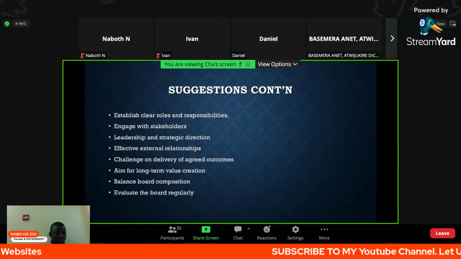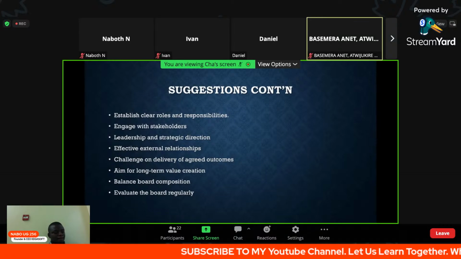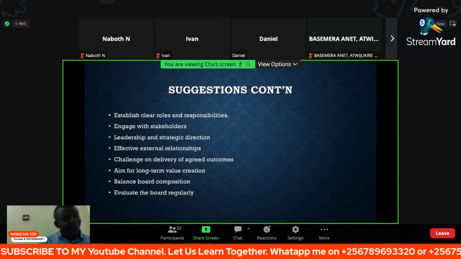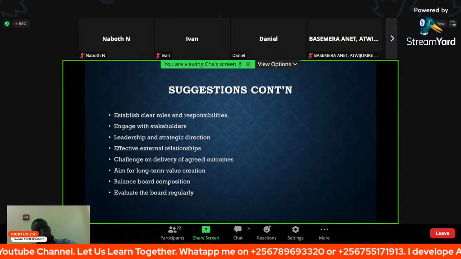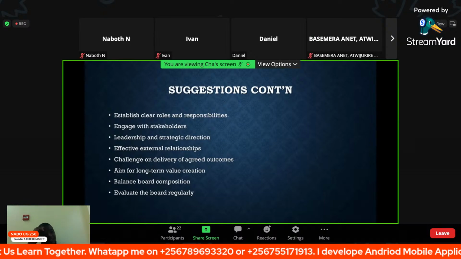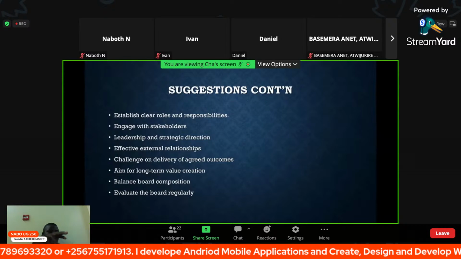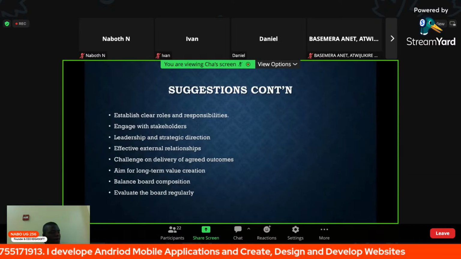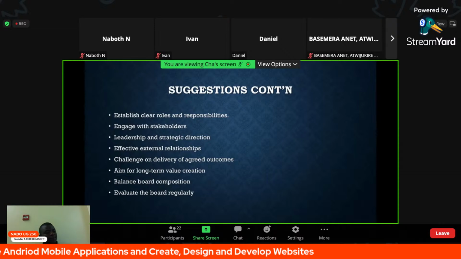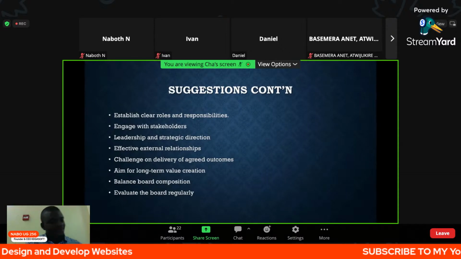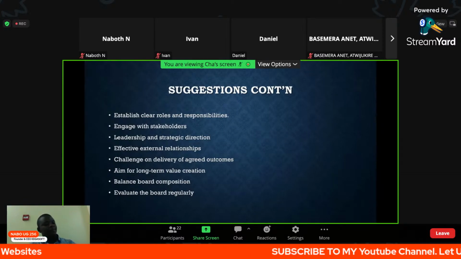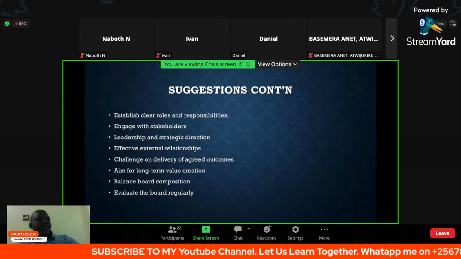Then aim for long-term value creation. In this case, the suggestion should be for the directors to aim for the longer term instead of looking at only the short-term goals of the company. Then balance: the board composition should not be composed of only males or only females. It should have balance. Even those that are disabled, let's say they are lame, as long as they can contribute positively to the company, they should also be considered.